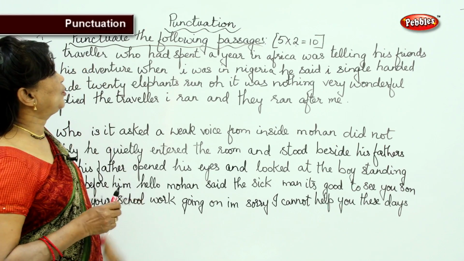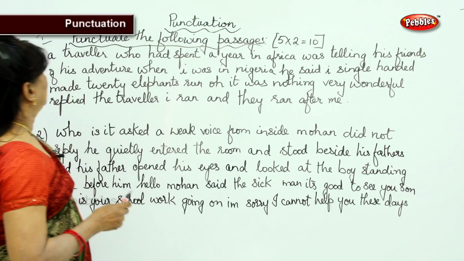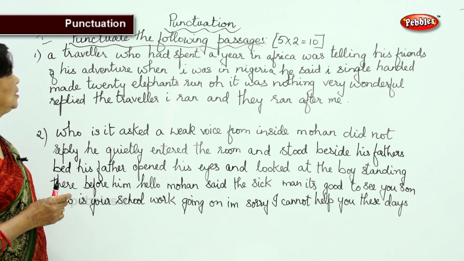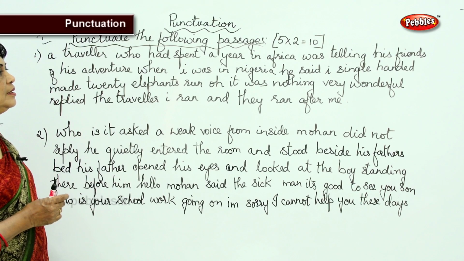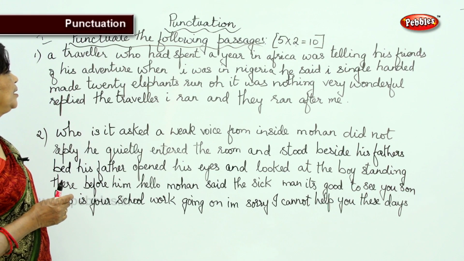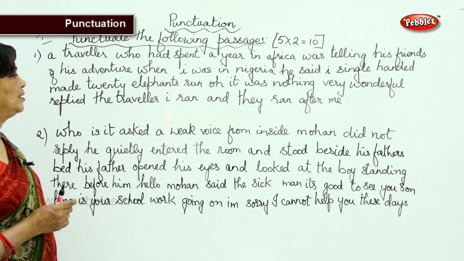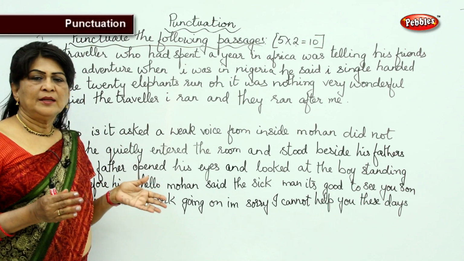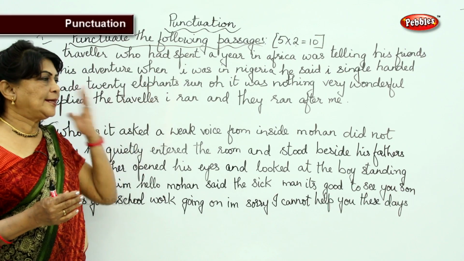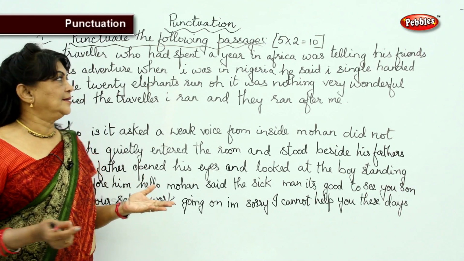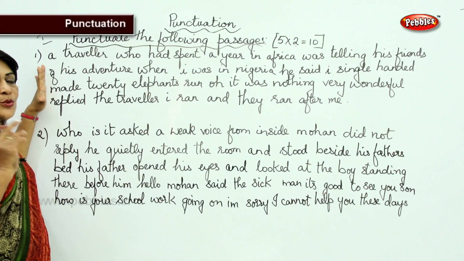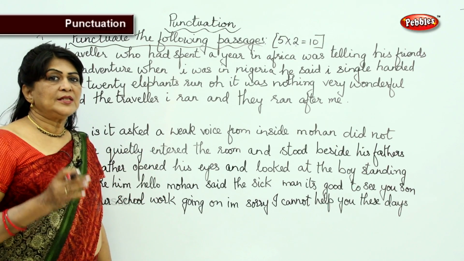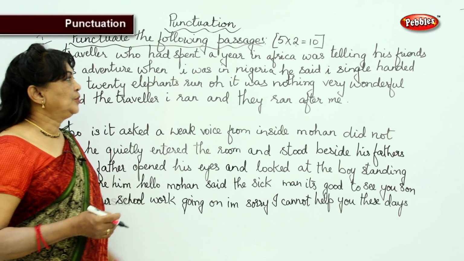Okay, now first one, have you copied? If I just read without the punctuation marks, a traveler who had spent a year in Africa was telling his friends of his adventure. When I was in Nigeria, he said, I single-handedly made 20 elephants run. Oh, it was nothing very wonderful, replied the traveler. I ran and they ran after me. Without any pauses, without any punctuation marks, if I read this passage, it doesn't make any sense. So, we have to use all the techniques that I gave you just now. I gave you 11 different punctuation marks and how to use them.